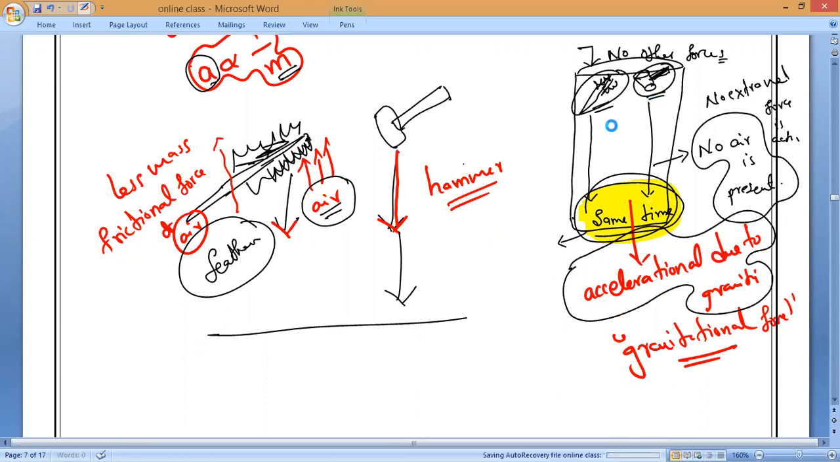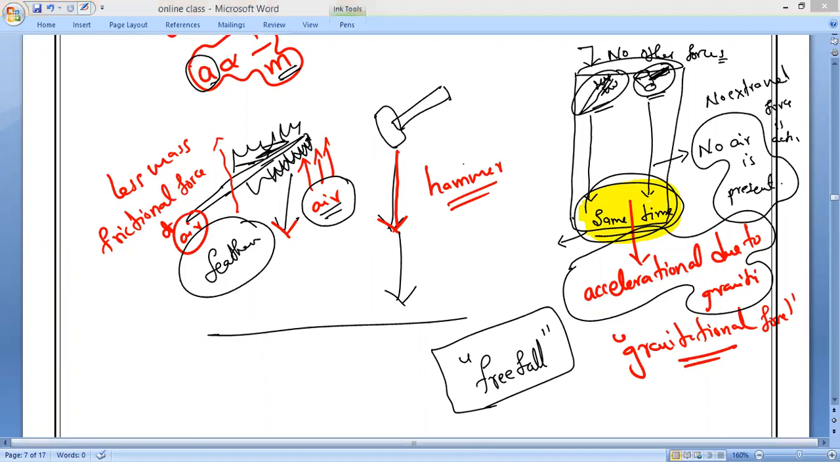Then these bodies are said to be in what? Free fall. Understand? So if any body is in free fall, it means it is only under the influence of what? Gravity. Gravitational force. Then all the bodies will reach the ground at the same time.